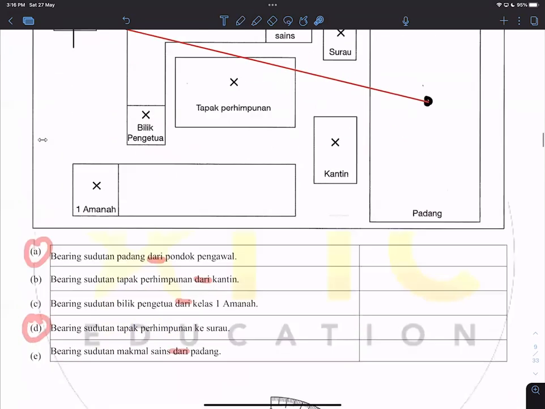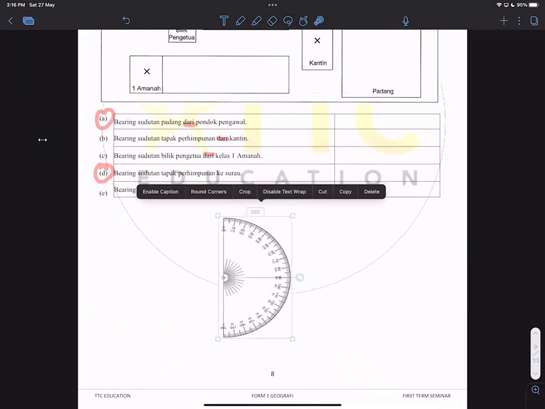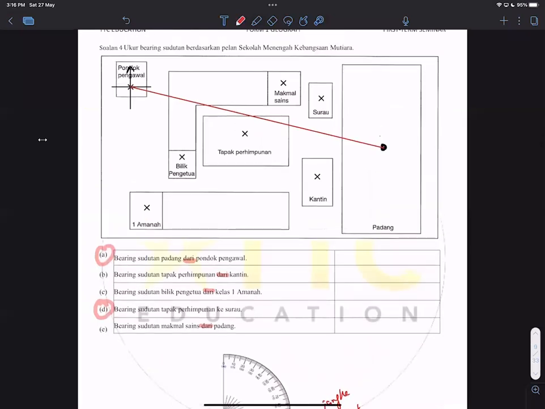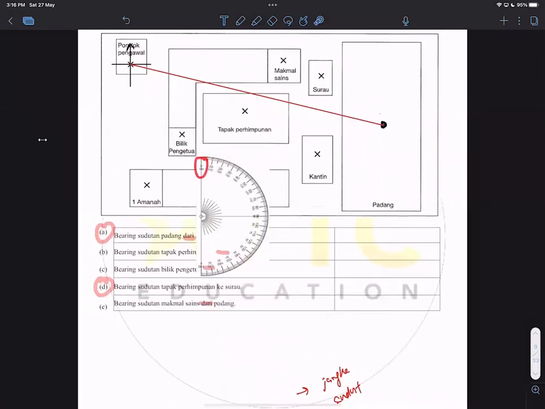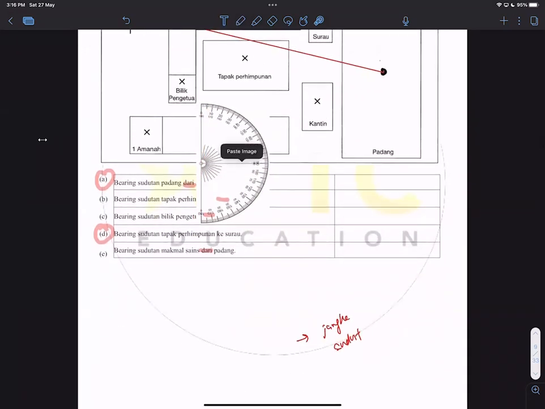Still, we are going to use jangka... guys, sorry, this is jangka sudut. So remember, this is the full name, jangka sudut. In order to measure the bearing sudut, we use the jangka sudut. So how to place it? Try to measure from kosong until 180. We have to make sure the 3 dots are aligned.